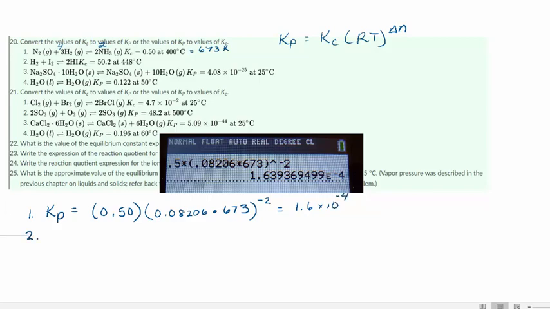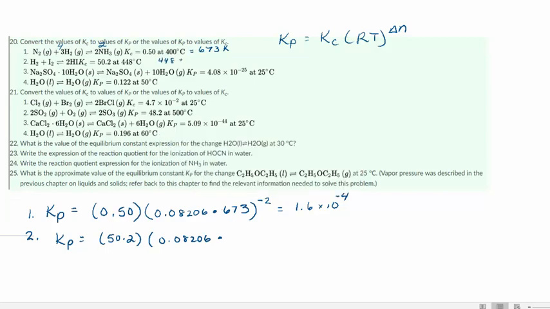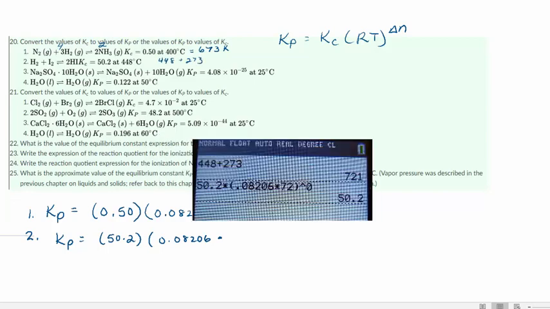So for number 2, I would also be calculating my Kp. I'm going to fill in my Kc value of 50.2, my R value, which is my constant, times my temperature. So here I have 448, and I need to add 273 to it to make it Kelvin. And that is 721 Kelvin, so that's going to go in here. I'm going to raise that to the delta n.